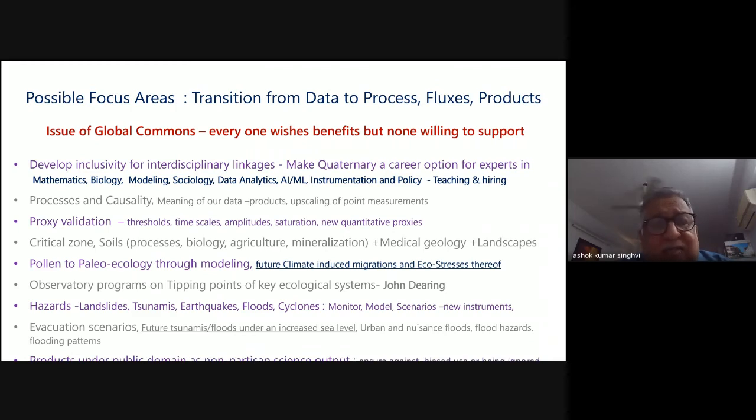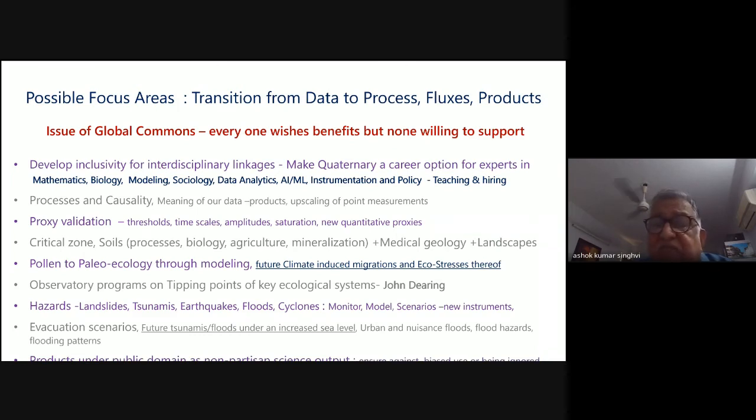It is clear that in the next 10 or 20 years, a large-scale climate-induced migration will happen with the sea level change coming up, extreme climate, extreme weather, extreme fluvial events. People will move, and with them, the ecology will have to move and cope. I think this kind of modeling we have not been doing, and we should be thinking about it, including people from social sciences. We need to create many observatories on tipping points of key ecological systems.